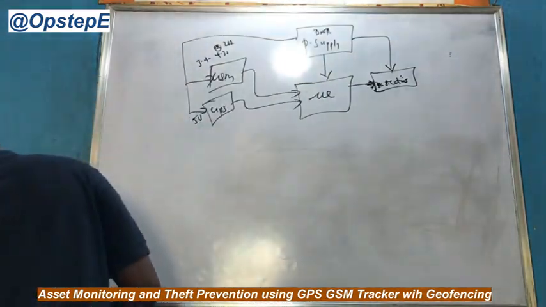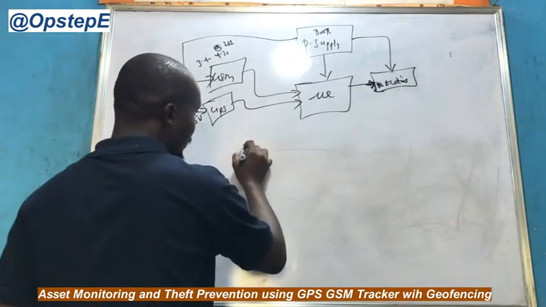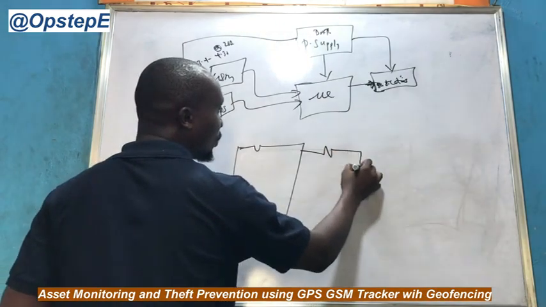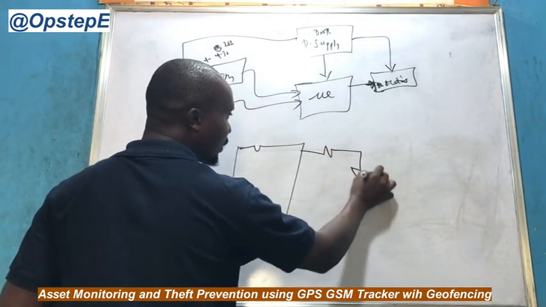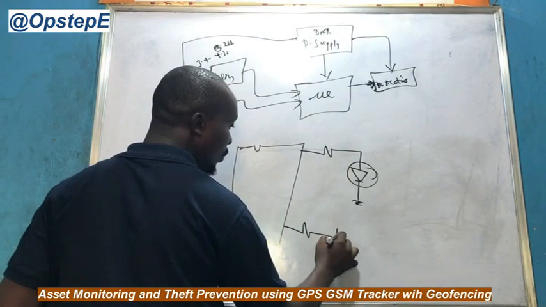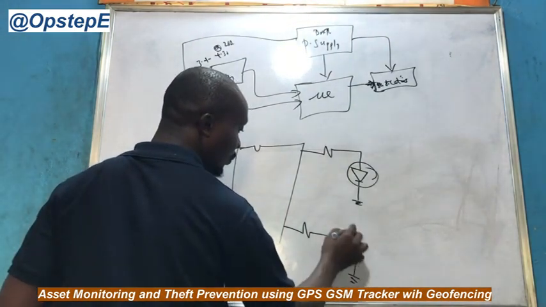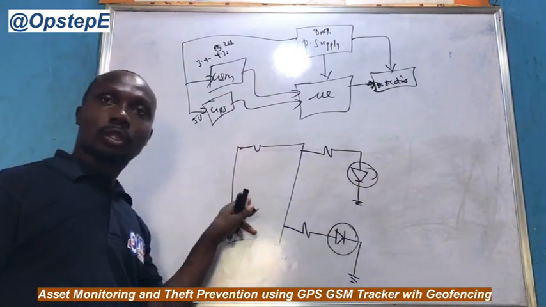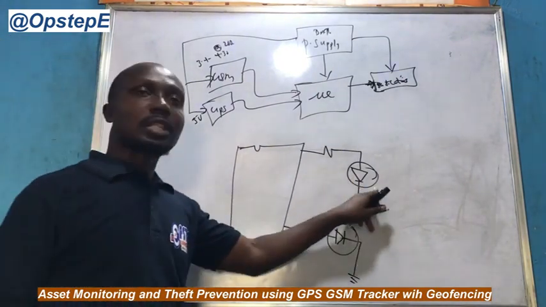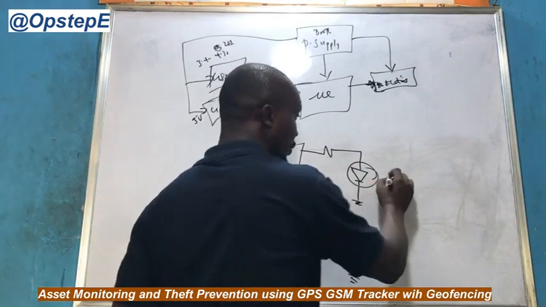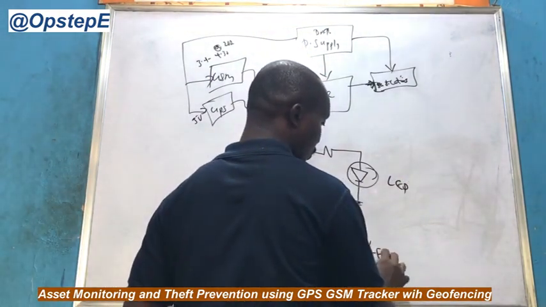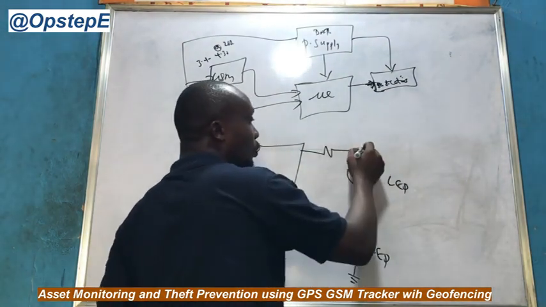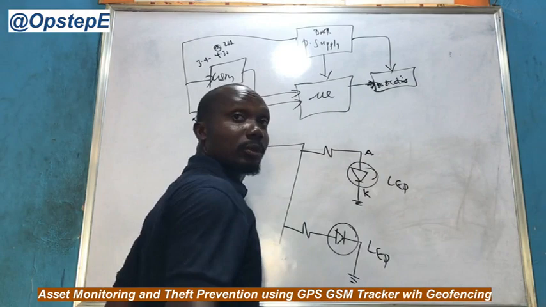The other thing here are the indicators. This is your mobile controller. You have a resistor, and then you have an indicator. You have another resistor, and then you have an indicator. This is how the indicators are connected to the controller. Don't forget the indicators are just light emitting diodes. A light emitting diode is going to have two pins. One is called the anode, the other is called the cathode.